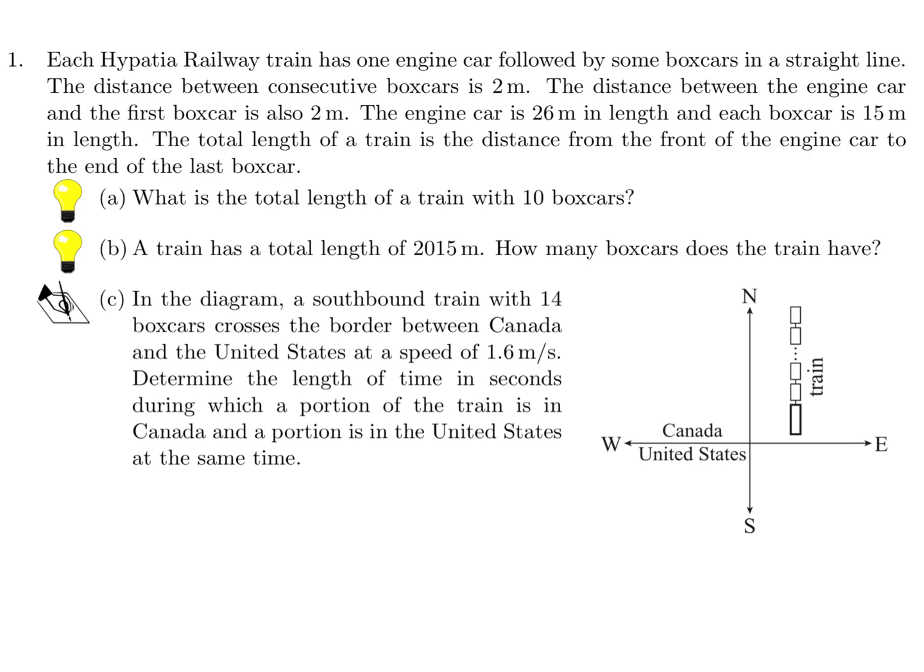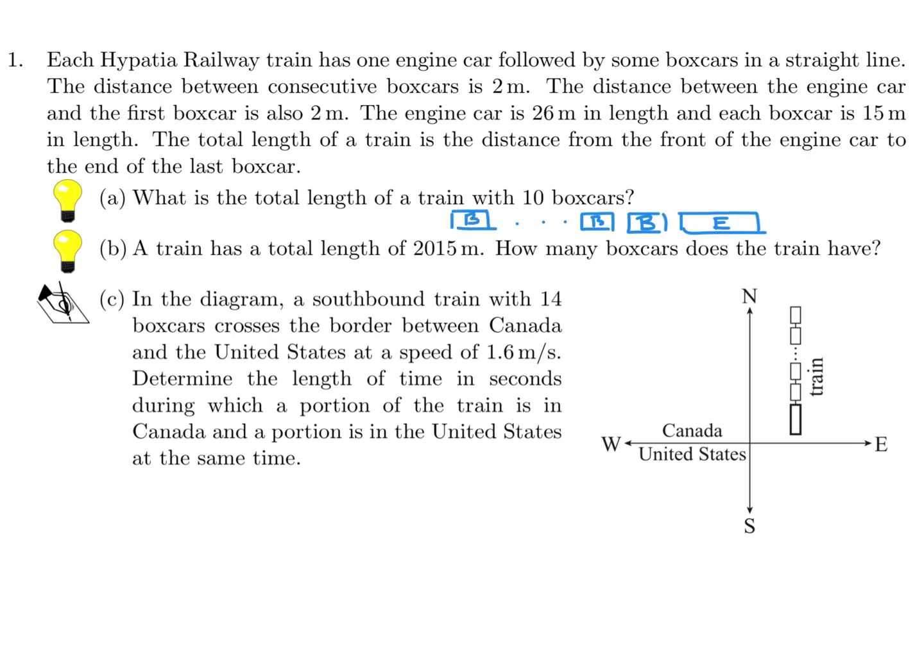So first you have this engine. We'll just call it E for engine. And then you've got some space here. And then you have these boxcars, B, B, and so on, dot, dot, dot, and then the last B.